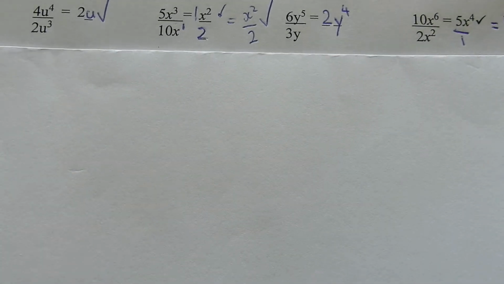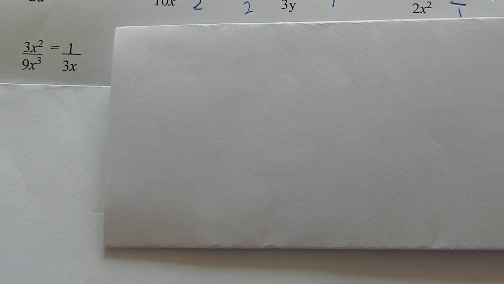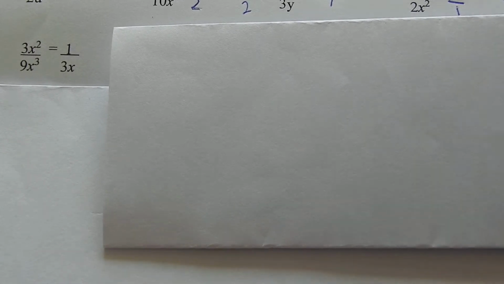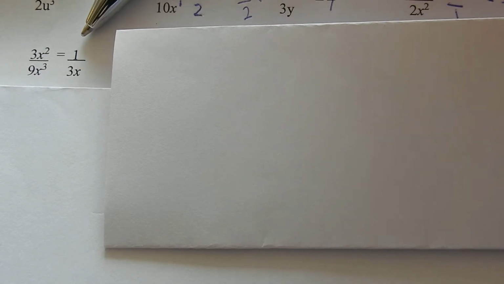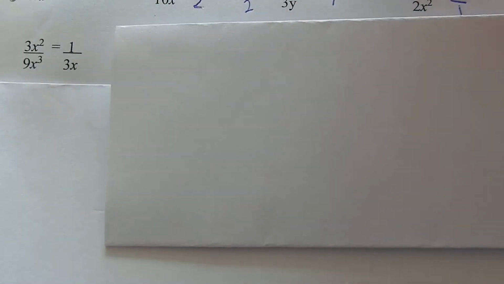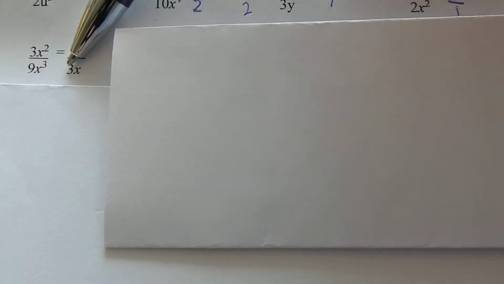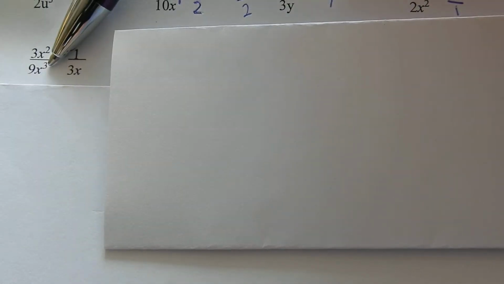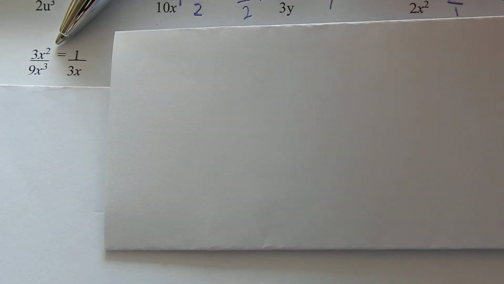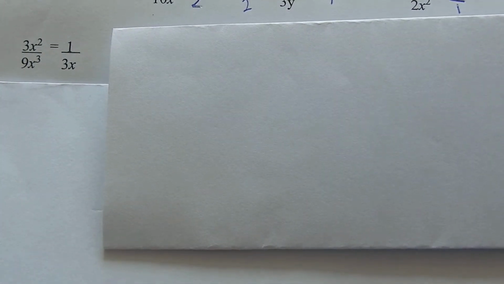Moving down a level. Remember what comes next? Okay. Now, you do have to write the 1 when there's nothing else there. We wouldn't just leave this blank on the top. So, 3 divided by 9 is a third. x squared divided by x cubed. There's 1 more x on the bottom than there is on the top. 1 over 3x. Good.